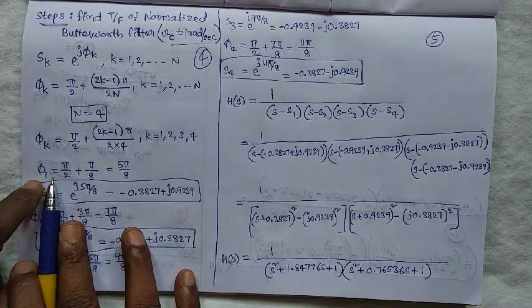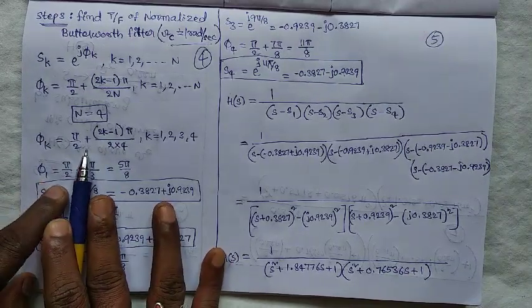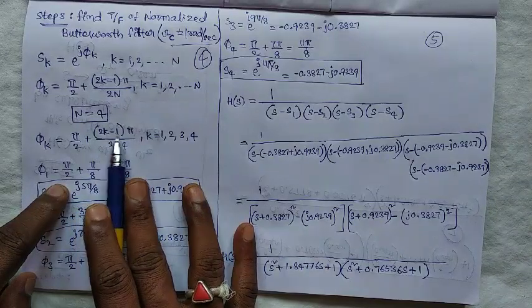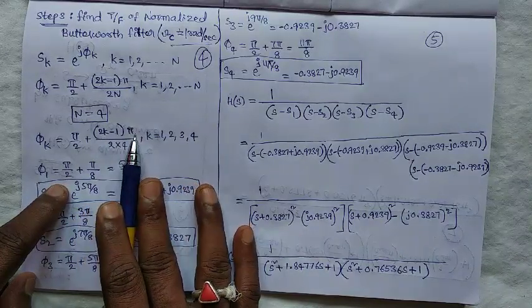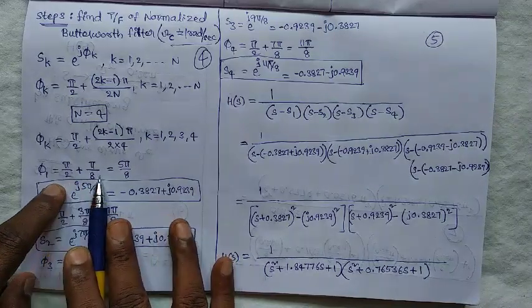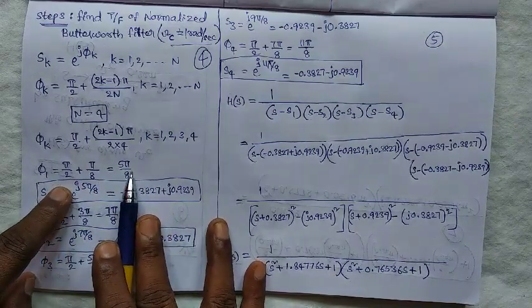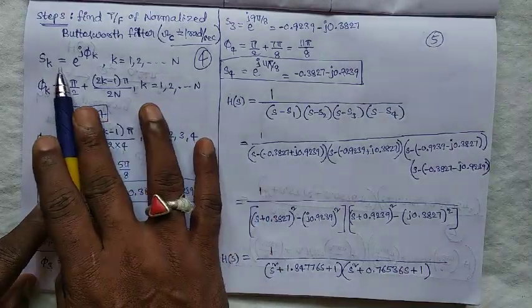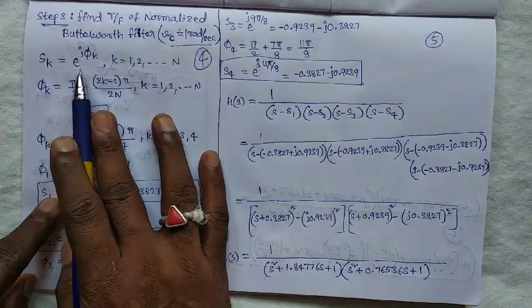Here phi 1, k is equal to 1, means pi by 2 plus (2 into 1, 2 minus 1), 2 minus 1 is 1, pi by 8. Here plus pi by 8, this value is equal to 5 pi by 8. For this k is equal to 1, we are calculating the pole S1.